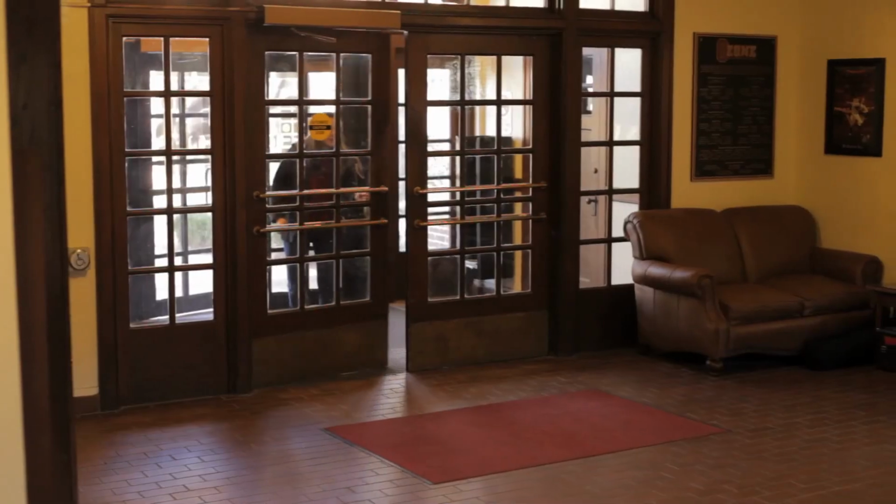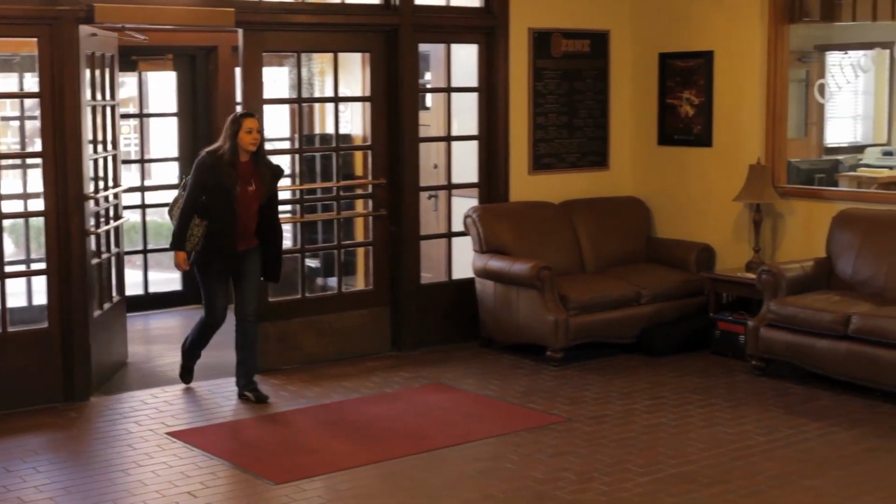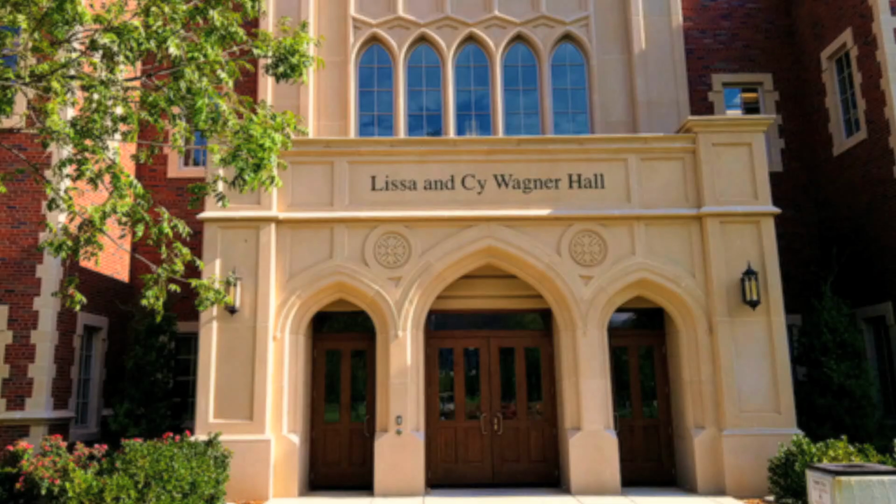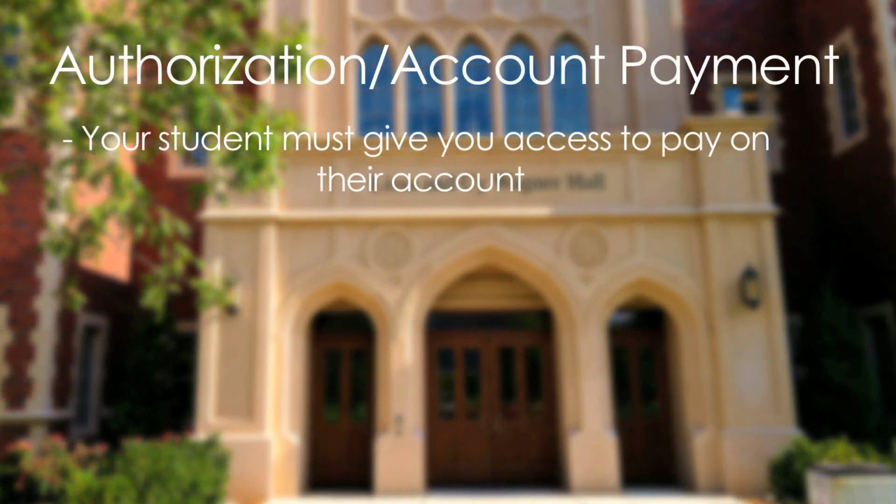The Office of the Bursar is the central billing office for the entire campus. If your student lives in residence halls, goes to the health clinic, or purchases season football tickets, these charges will appear on their bursar statement along with their enrollment charges of tuition and fees. The university sends electronic statements only. Your student must give you access as an authorized user to view and pay on their account.